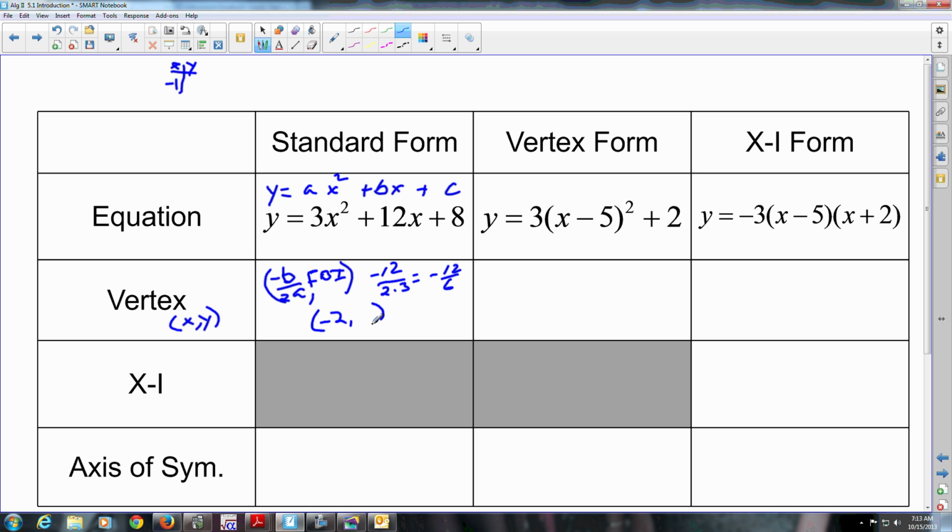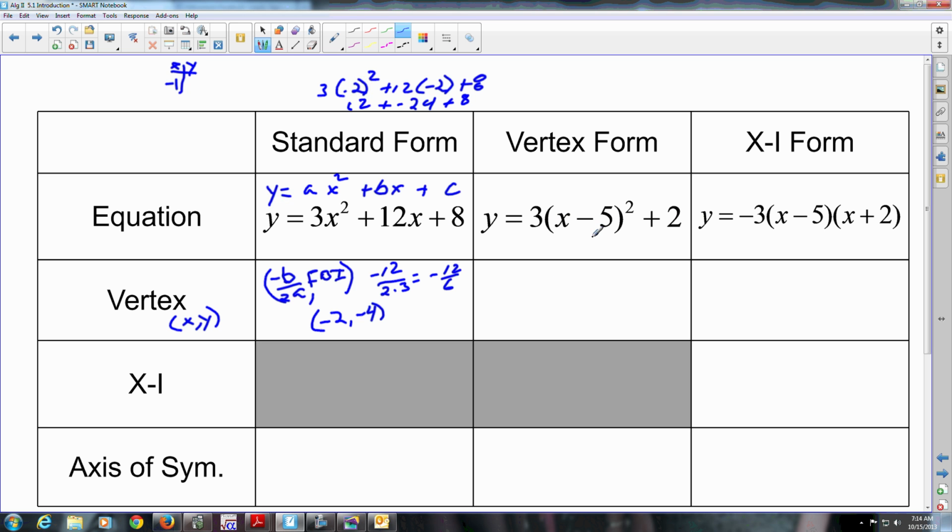And if you take that and fill it back in, so you'd have 3 times -2 squared plus 12 times -2 plus 8. So that's 4 times 3 is 12 plus a -24 plus 8. So that would be, would that be 20? So -4. -4 is the y value. Okay.